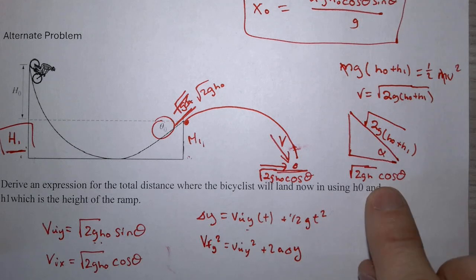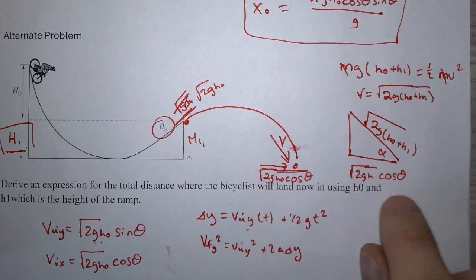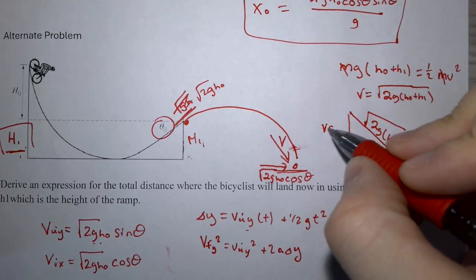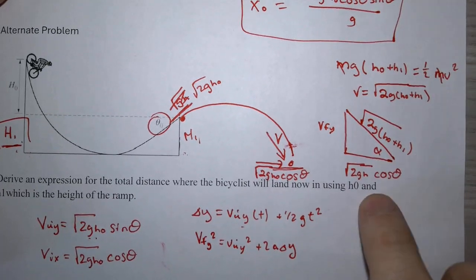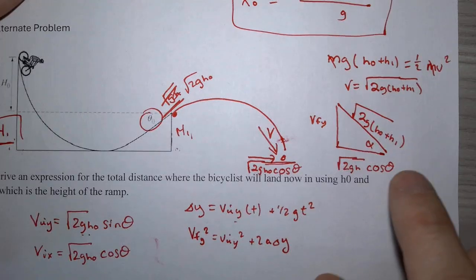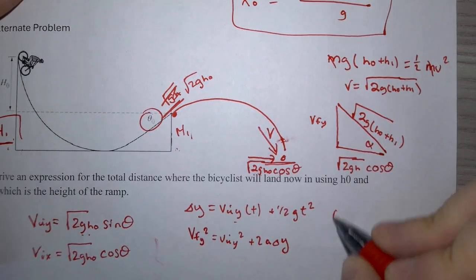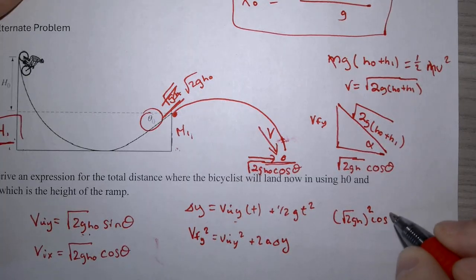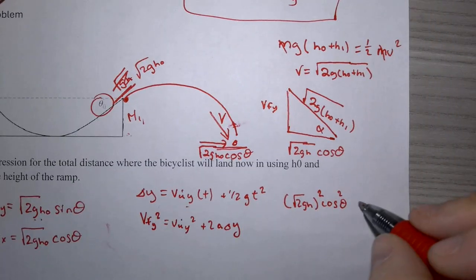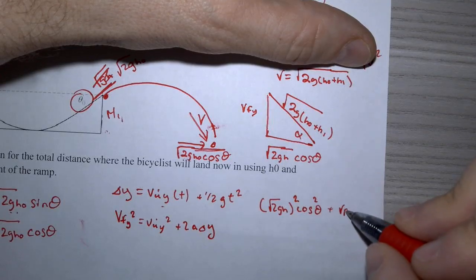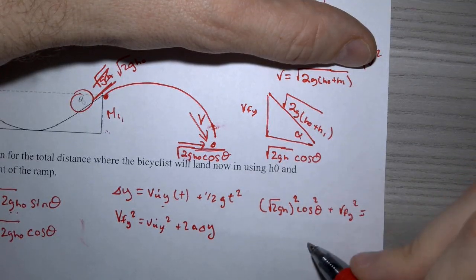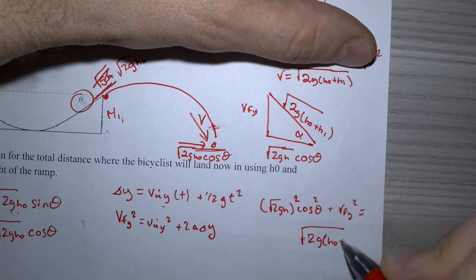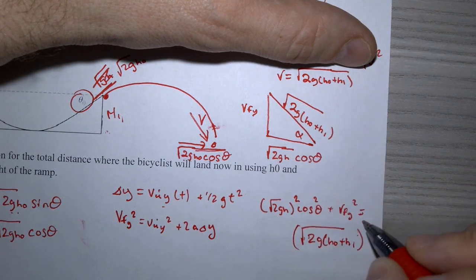Now we have two sides. We can find the angle. We could also do the Pythagorean theorem to find this missing side, which would be our v final for y. So I'm going to do the Pythagorean theorem. I don't think I need the angle, but I'm going to do the Pythagorean theorem with that. We got the square root of 2g h naught cosine theta, squared, plus, I'm almost out of room, v final for y squared would equal the square root of 2g (h naught plus h1), quantity squared.